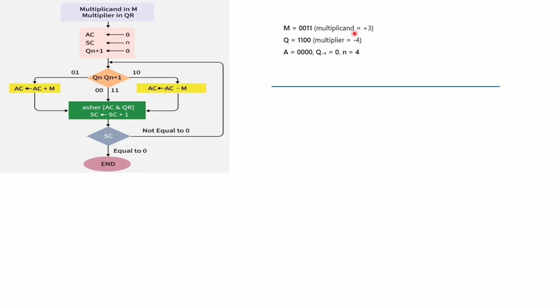Since the 3, that is the multiplicand, is of 4 bits, and the multiplier, minus 4, is also of 4 bits, that is 1100, we are going to do it in 4 steps. Always the number of steps and the number of zeros depend on how many bits you are considering for your operation. This is also called the radix 4 operation. So let's see how we can multiply plus 3 into minus 4. Of course, the answer will be minus 12. Let's see how we can get it.